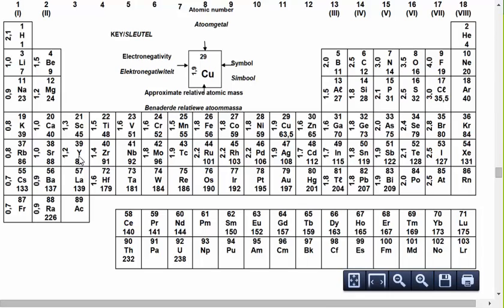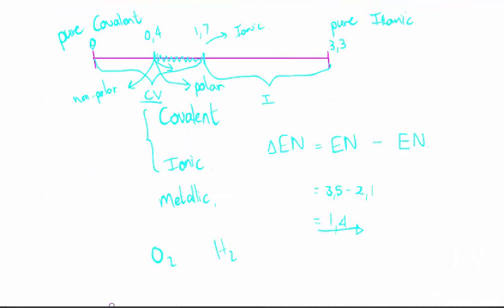Now this does not work. The scale does not work if I have two elements from this side, okay? Because two elements from that side is metallic. So why do I say that? That's because this is the alkali metals. This is the alkaline earth metals. This is the transition metals. So let me explain to you why metallic bonds are excluded from this.